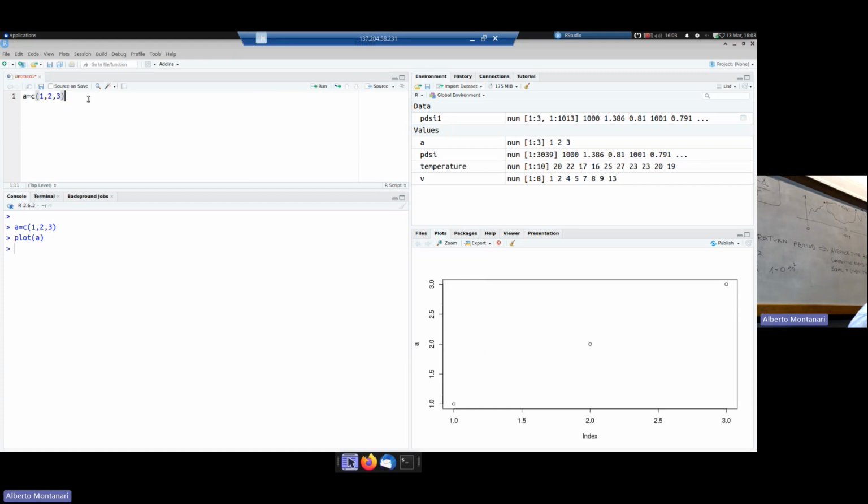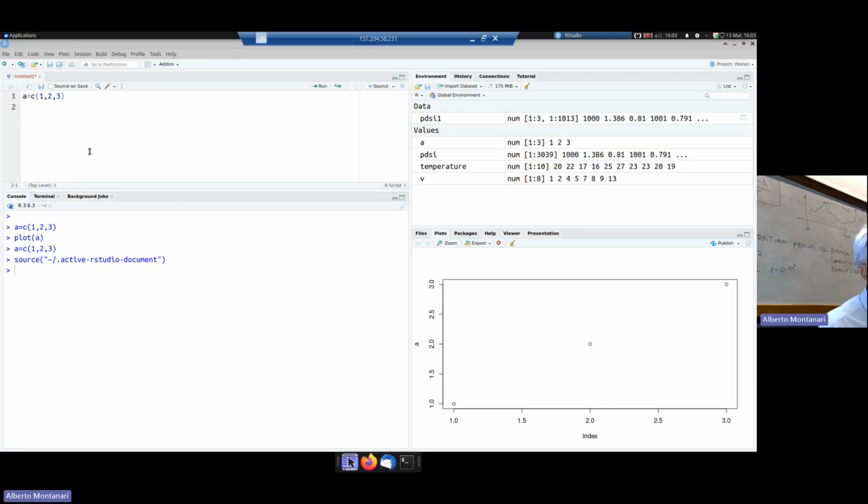And when you are in the script, it is not executed. If you want to run the script, you have to click on run. You see that in the console, I got the instruction of the script. Another way could be by clicking on source. And source means that it runs the whole script.